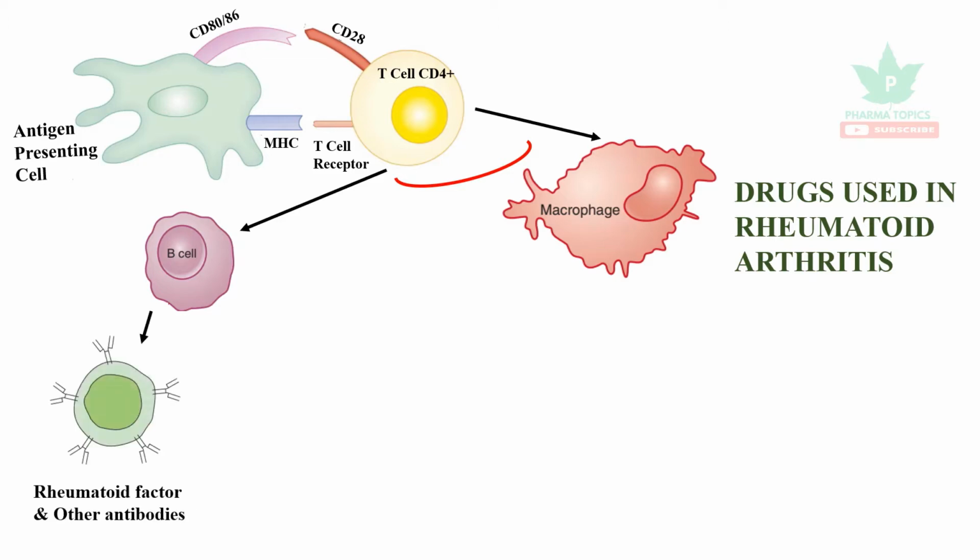The B cells, when they get activated, release the rheumatoid factor, which is an antibody which could be detected in the patients with rheumatoid arthritis. It is a useful tool in diagnosis of rheumatoid arthritis.